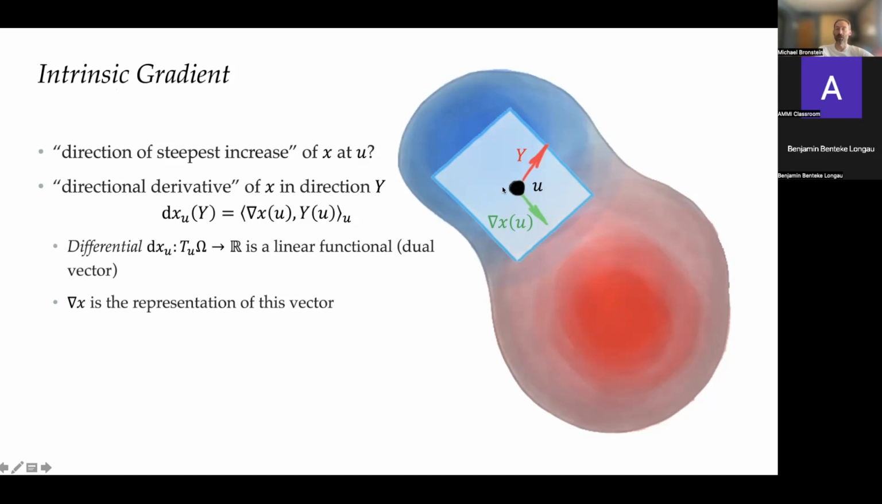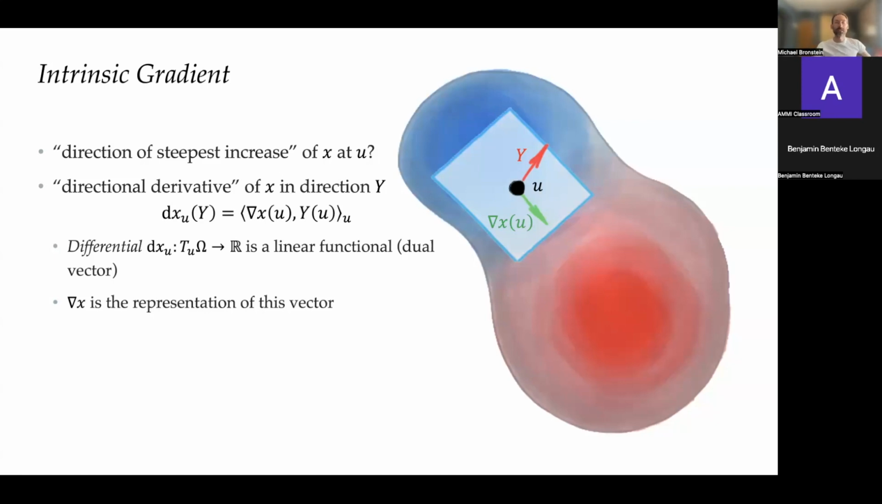And the inner product here is the Riemannian metric, because we are talking about vectors in the tangent space, about tangent vectors. So I can write this functional as an inner product of y with something, with another vector. So this vector is called the gradient, right? So that's actually the correct way of thinking of the gradient.